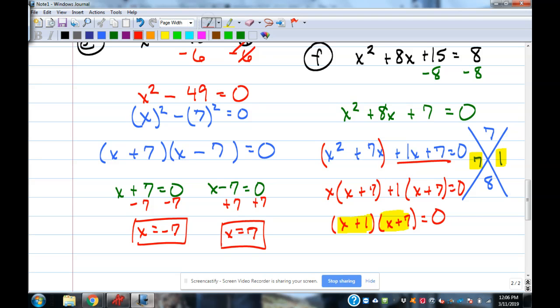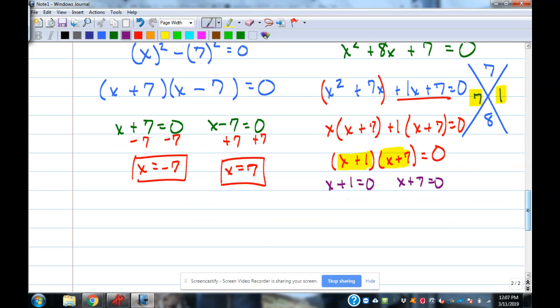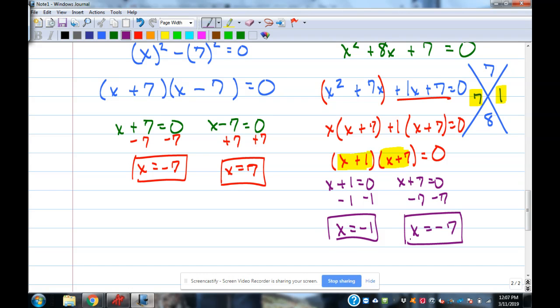But then you got to set each factor equal to 0. So x plus 1 equals 0, x plus 7 equals 0. Solve. X equals -1. X equals -7. Get those two answers out of it.